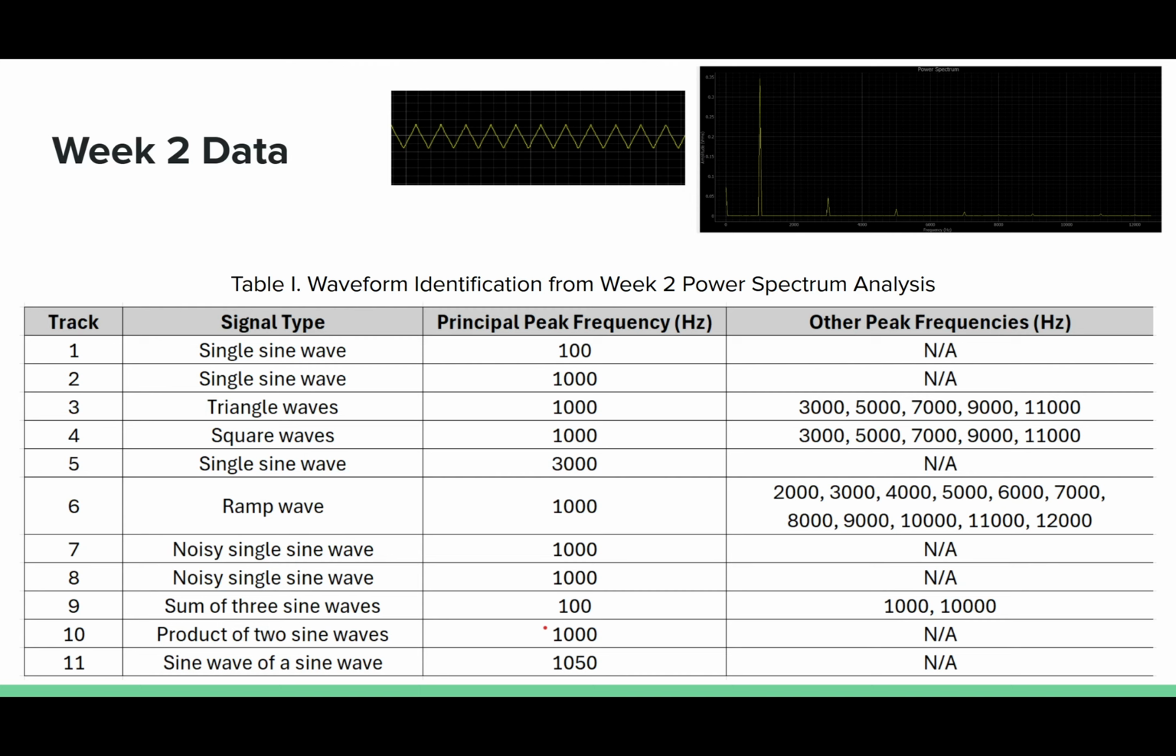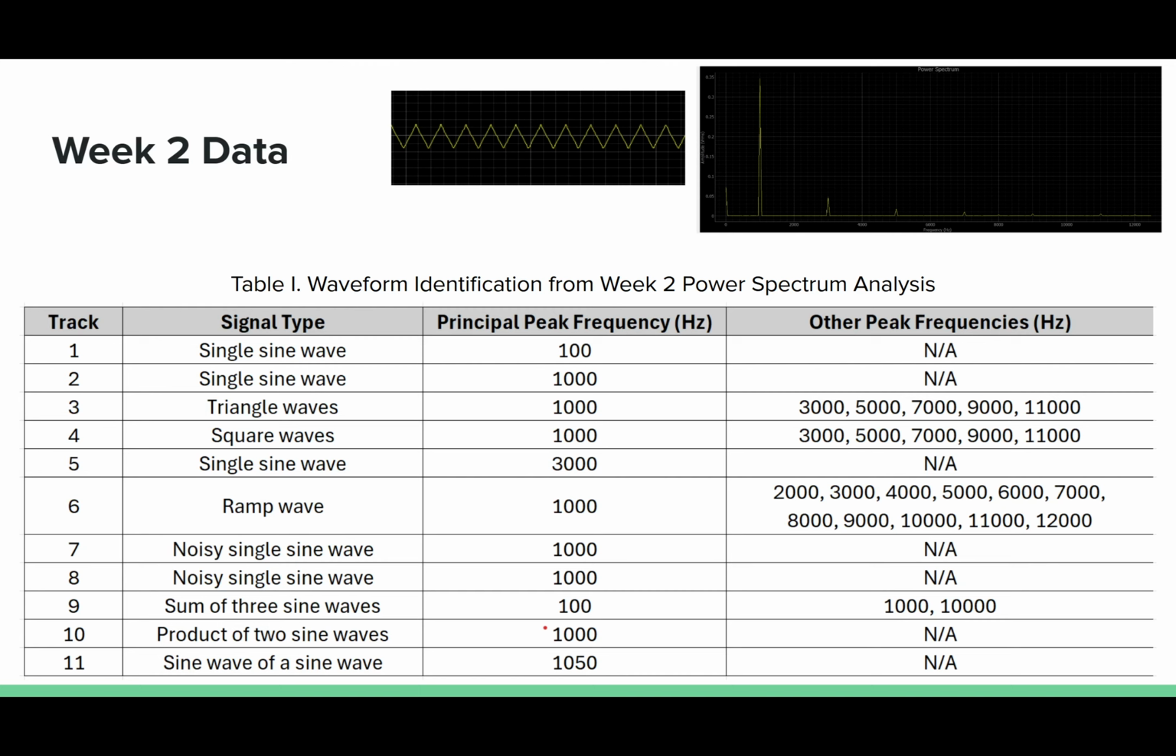Prior to beginning the experiment, I analyzed 11 audio tracks to analyze waveform behavior. Some interesting waveforms from the 11 tracks include tracks 3 and 4, which were triangle and square waves, respectively. They had a primary peak at 1000 Hz and then smaller peaks at every odd multiple. The square wave had less power than the triangle wave.